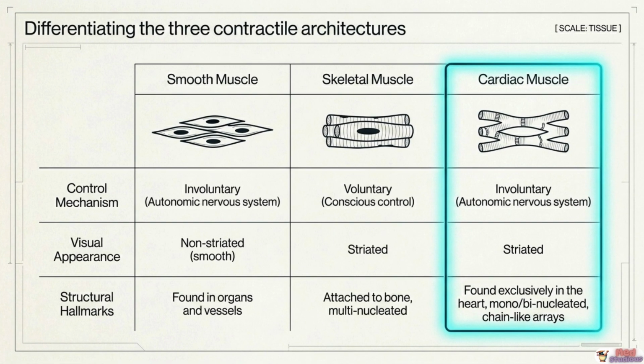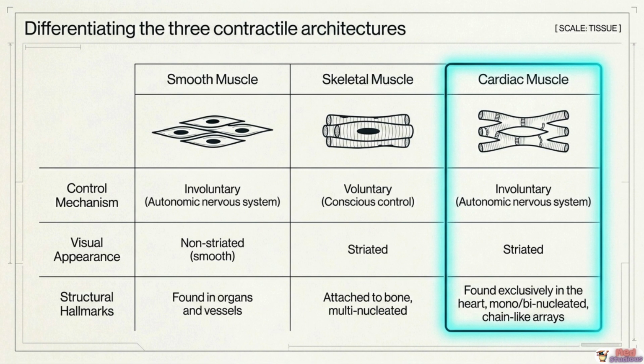Evolution has produced three distinct contractile architectures within the human body: smooth muscle, skeletal muscle, and cardiac muscle. Smooth muscle, found embedded within the walls of our organs and vascular channels, operates completely under involuntary autonomic control, lacking visible striations. On the opposite end of the spectrum, skeletal muscle is engineered for voluntary, conscious movement, featuring highly organized, elongated, multinucleated fibers firmly attached to our bony skeleton.